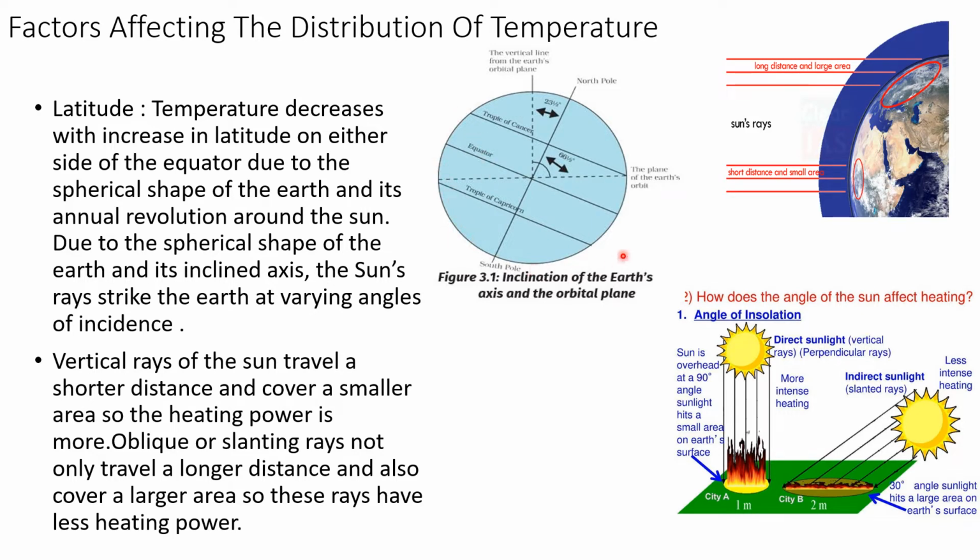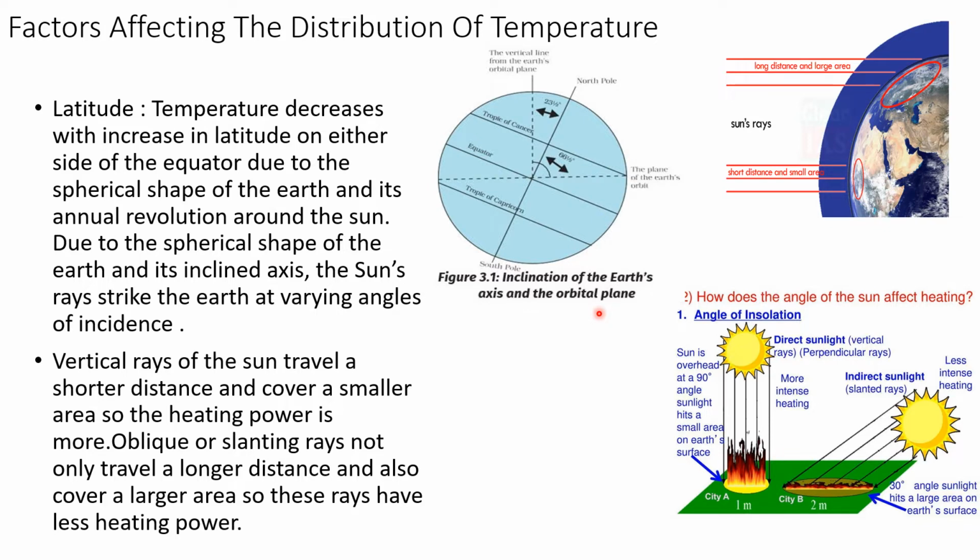Due to the spherical shape of the Earth and the Earth's inclined axis, the Sun's rays strike the Earth at varying angles of incidence. As you can see, in the areas near the equator, the Sun's rays are vertical, but as we go to higher latitudes, the Sun's rays are becoming slanting. Now, the vertical rays give out more heat than slanting or oblique rays.